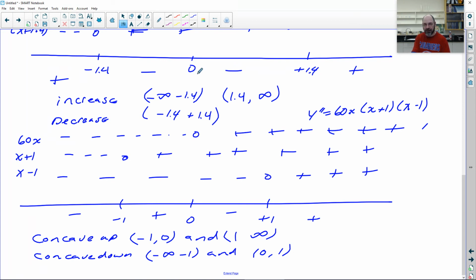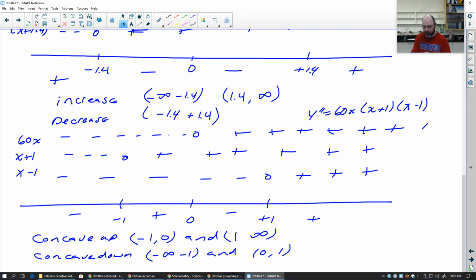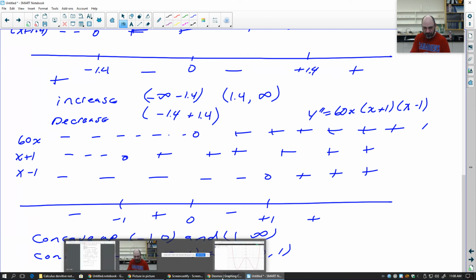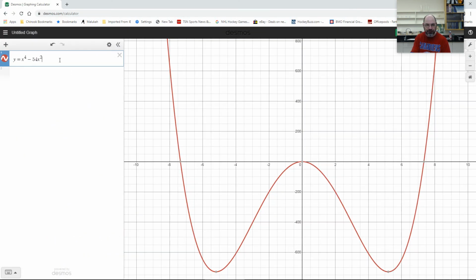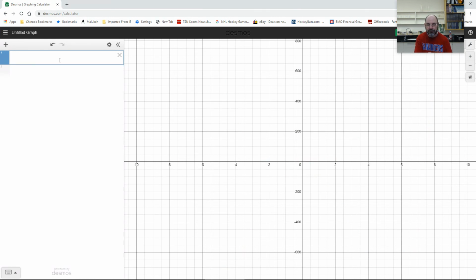Oh, if you want to check it on Desmos, you can check it on Desmos as well. Let's do that before I hit stop on the video here. Okay, so let's change it to our curve. Y equals, what was it, 3x to the 5th minus 10x cubed. Nope, not capital X.